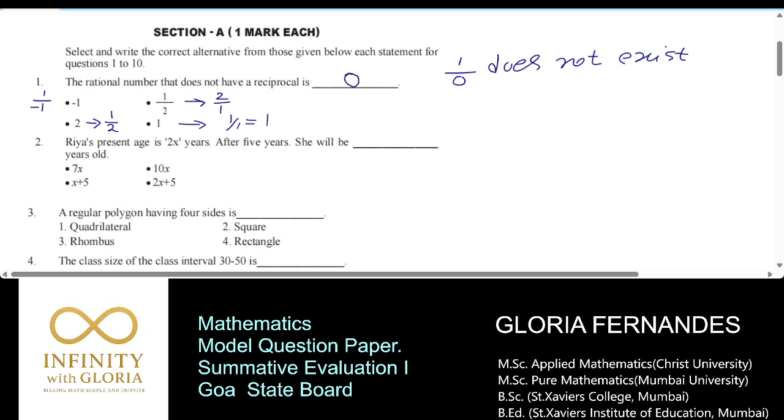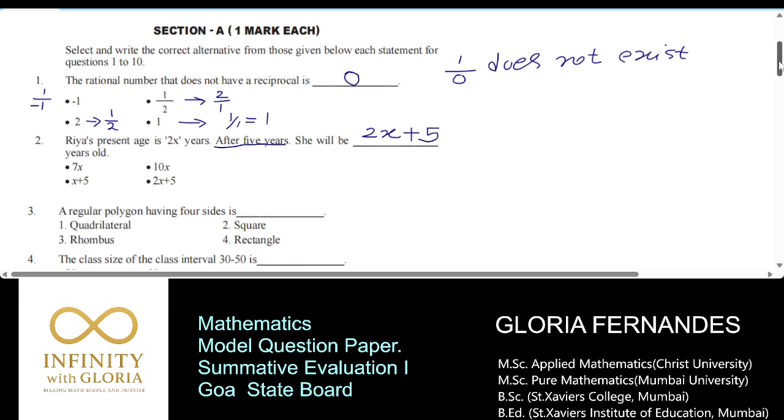Next question is, Riya's present age is 2x. After 5 years, how many years old will she be? Now let's say you are 13 years old now. After 5 years, how many years old will you be? 13 plus 5, right? So the same concept goes here. If Riya's present age is 2x, after 5 years, she will be 2x plus 5 years old.